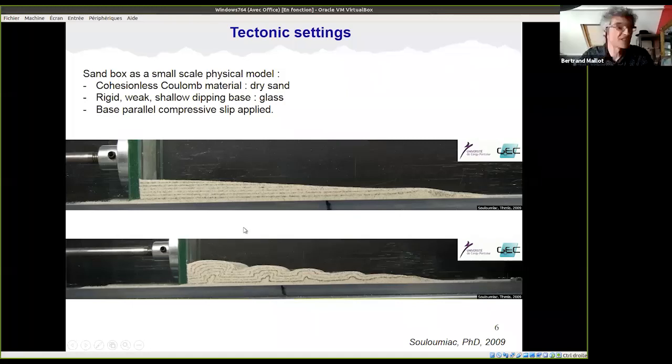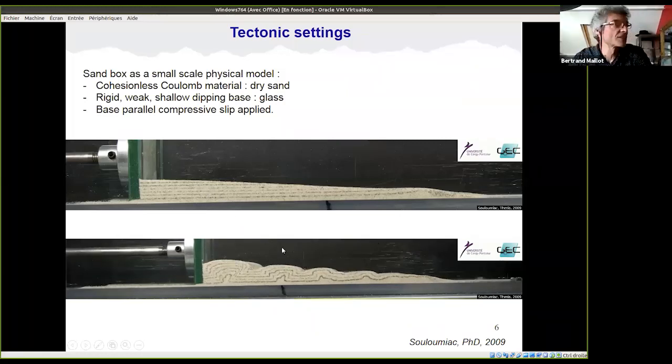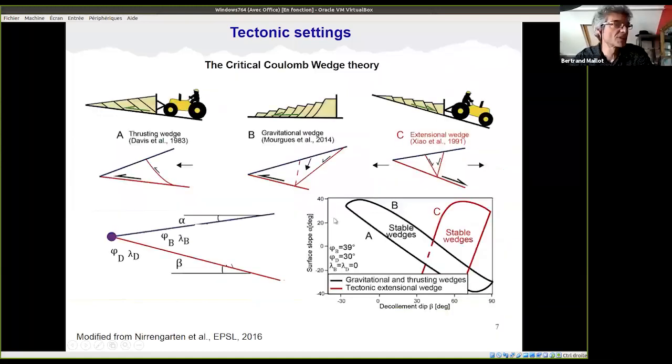So we see that there is a threshold because these two look very similar. And there's clearly a threshold between the two. Now, in this drawing, you can see that we had zero detachment dip and the box was horizontal. So we are on this line.